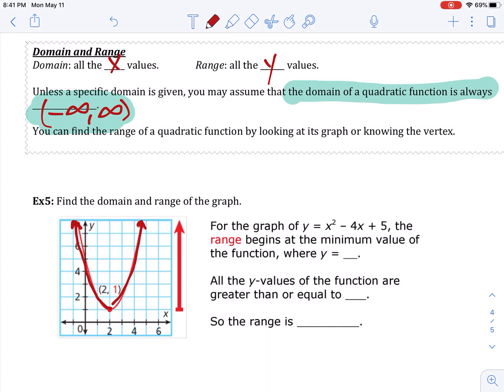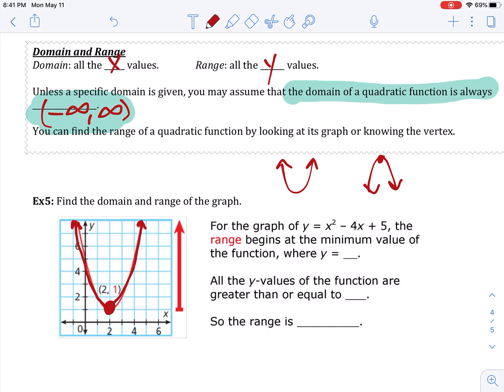The range, well, it depends on if the parabola is going up or down. So it's either going to go up forever or it's going to go down forever if it's upside down. So the range is basically always going to start at the bottom point and go up. Or it's going to start at the top point and go down.